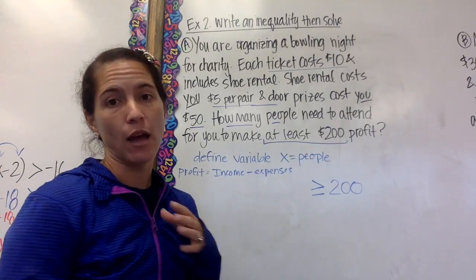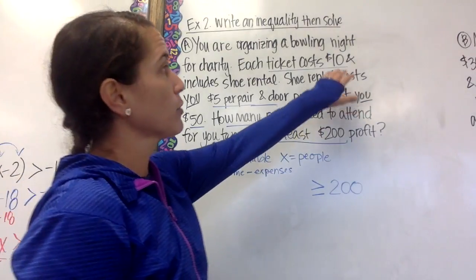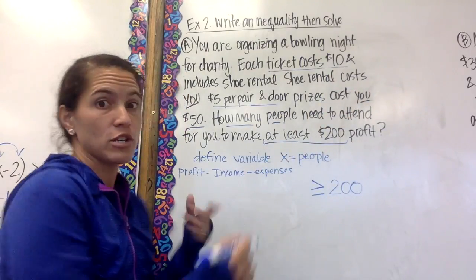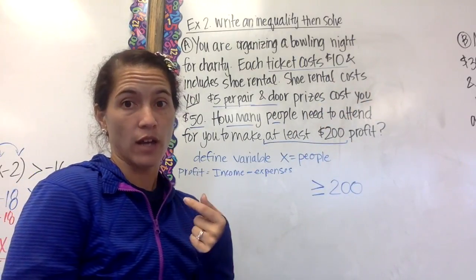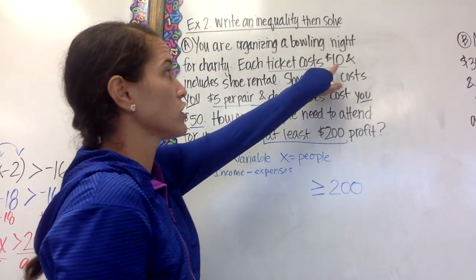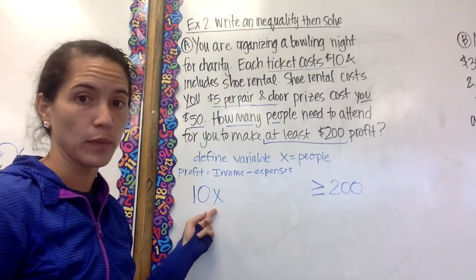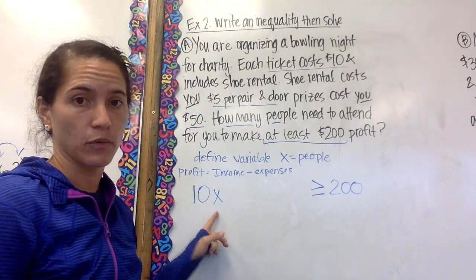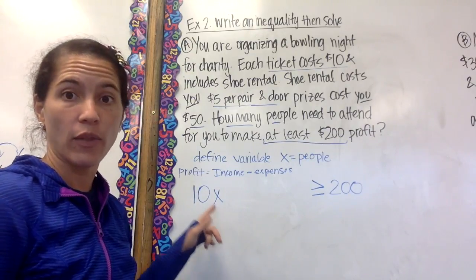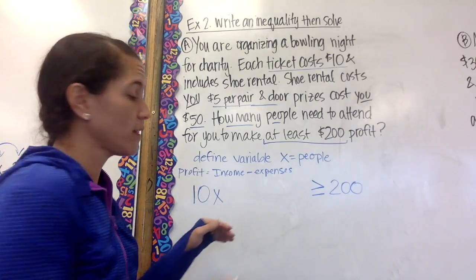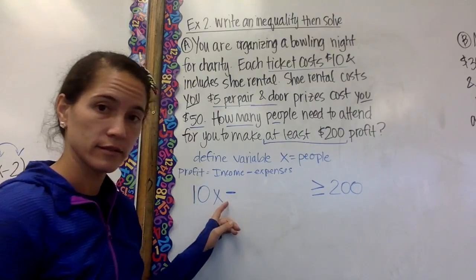So our income is how much the tickets cost people. If people are going to come to our bowling, they're going to pay $10. Now, do we know how many people are coming? We do not. So that means we have to use our variable, $10 times the number of people coming, because we don't know. That's what we're trying to find out, how many people. That's our income. We need to take away the expenses.